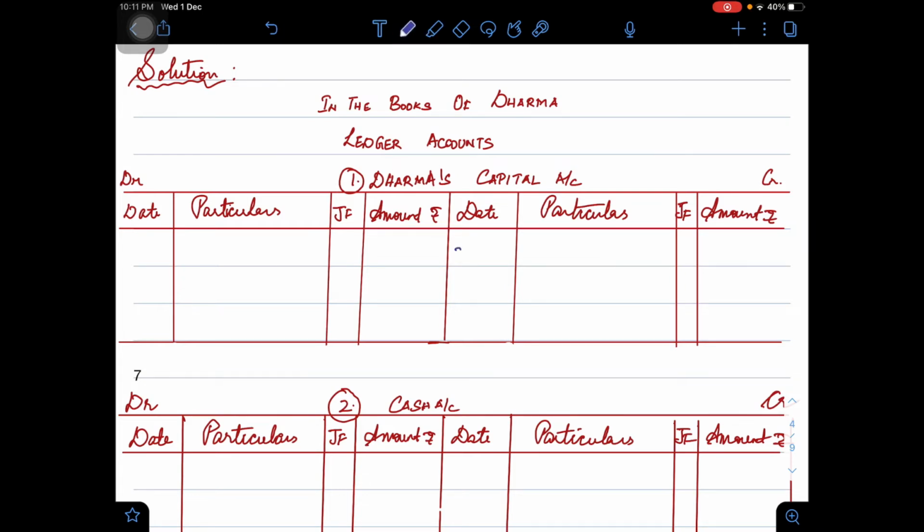So I write the date now. In Dharma's capital account the date is actually 2017 August 1. So what do I say? By cash account. The amount is 70,000. So in Dharma's capital it is over. Now I have to go to cash.